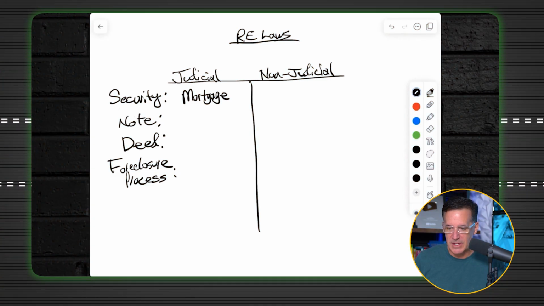So the next one is going to be the note. Who gets the note? The note's issued from the bank. You're going to get a copy of the note. The bank has a copy and it's on record. I'm just going to put a yes. So there's going to be a note and a mortgage.